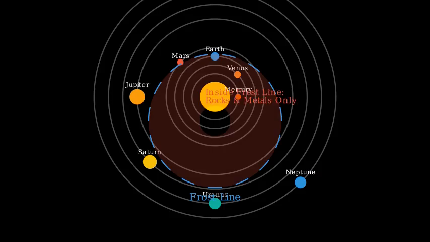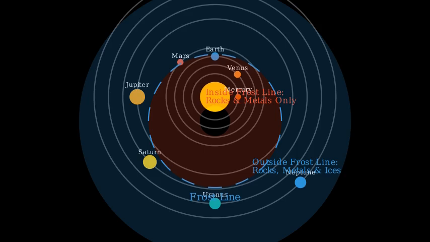Inside the frost line, it was too warm for ices to form. Only metals and rocky materials could condense into solids. Outside the frost line, it was cold enough for volatile compounds to freeze into ices, in addition to the metals and rocks that were already solid. This temperature boundary has profound implications for planet formation.